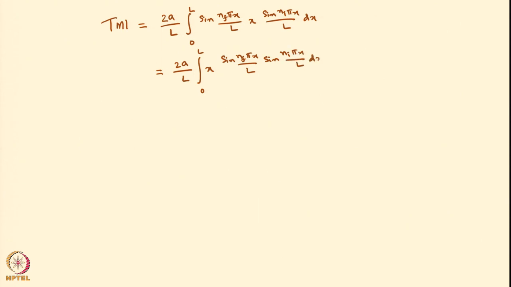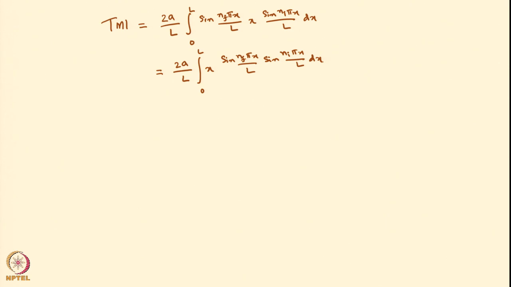Now because these are product functions, what you have is sin(nf πx/L) × x × sin(ni πx/L) dx. So this I can slightly rewrite as (2a/L) ∫ from 0 to L of x sin(nf πx/L) sin(ni πx/L) dx.